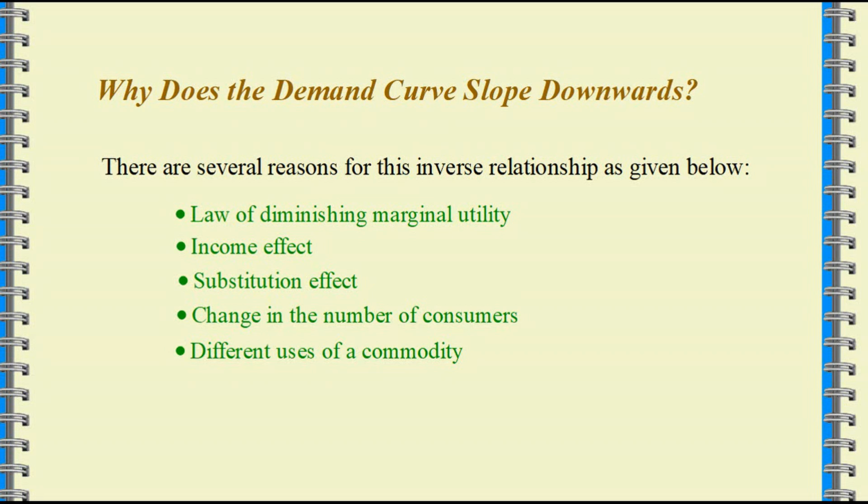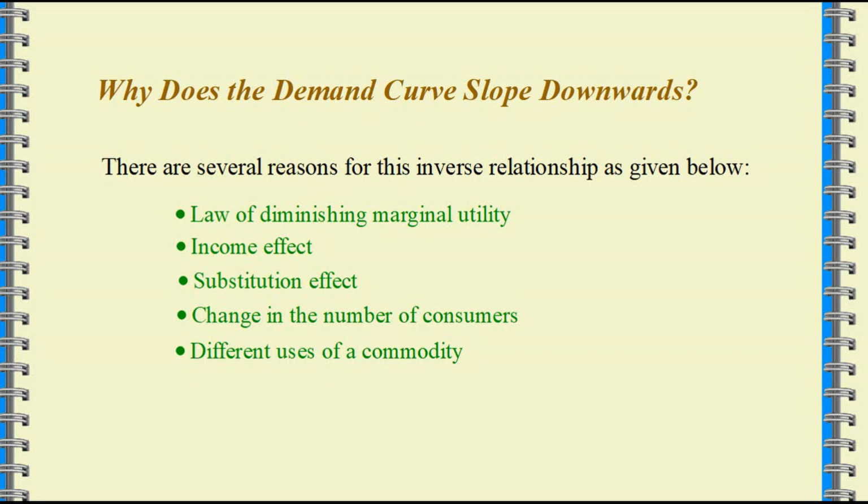Different uses of a commodity. When there is a low price for the product, the demand is going to be very high, because at low price the product can be used for different purposes. But when the price increases, we are going to focus only on its essential use of a commodity. So the amount of commodity that we are going to purchase will now decrease.